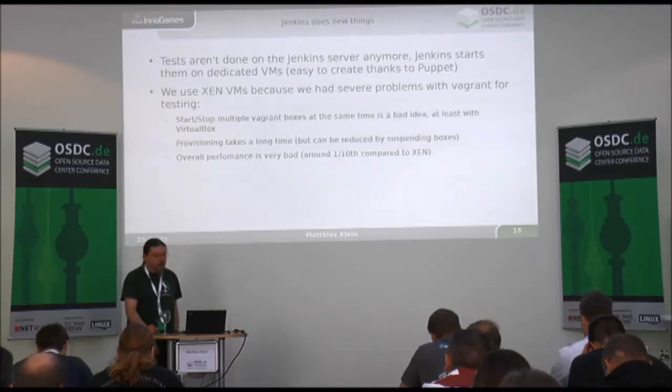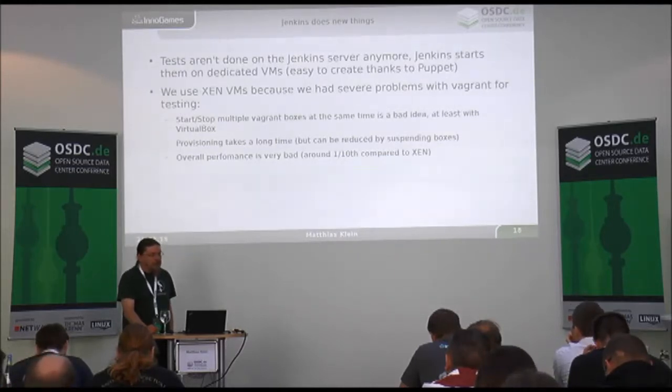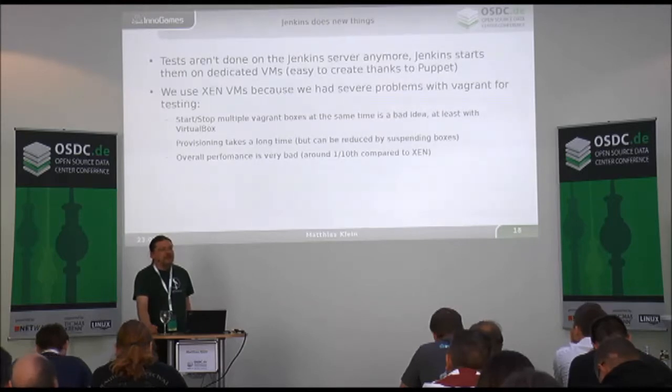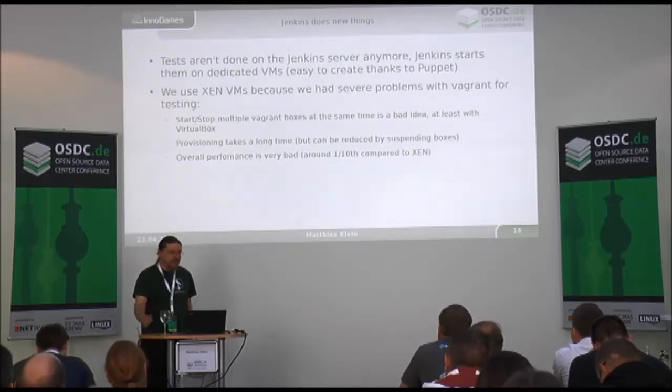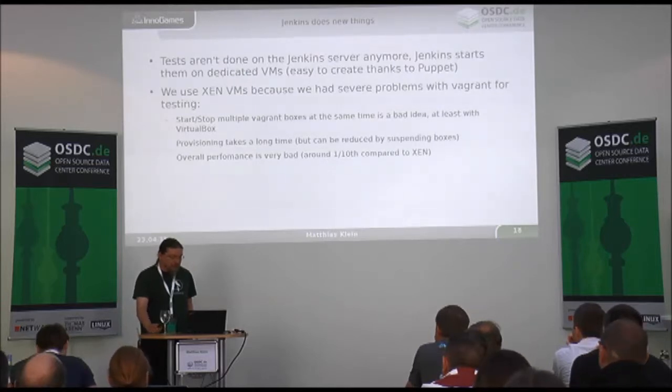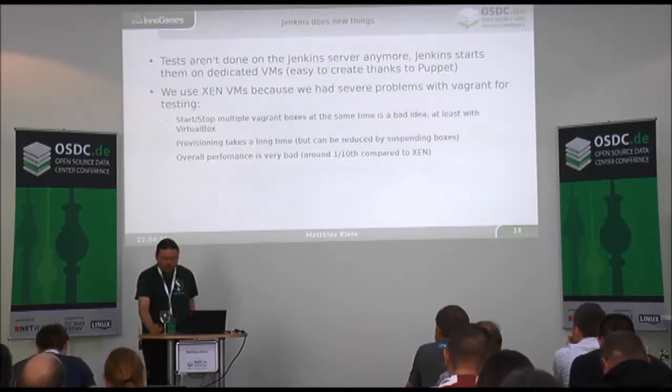And we had overall performance issues, especially with IOPS, and we had 1/10 of the performance compared to Xen. And for testing, this is not so nice for the developers. So they complained, yes, this test is using 8 minutes on our official Jenkins, if I do this test on my machine, it needs 1 minute. So that's the reason why we switched to Xen again.